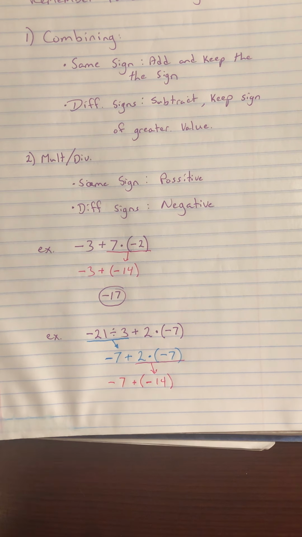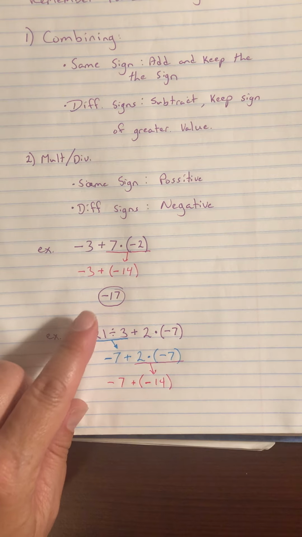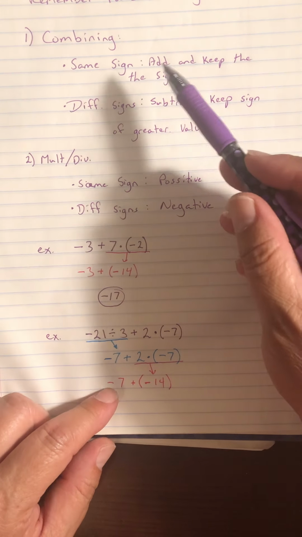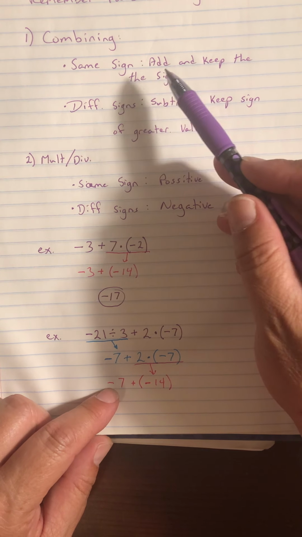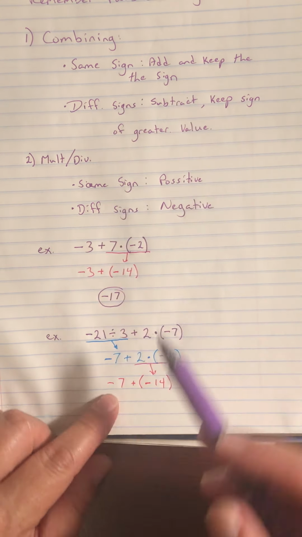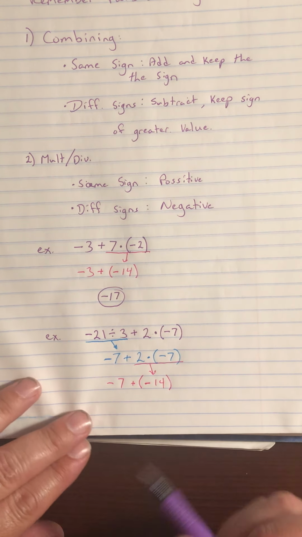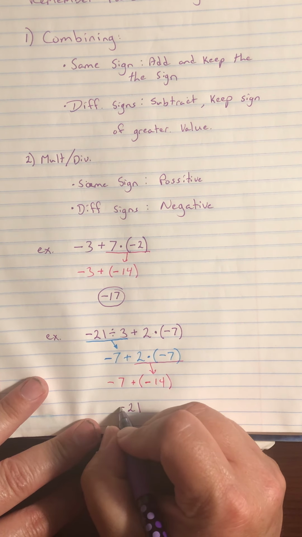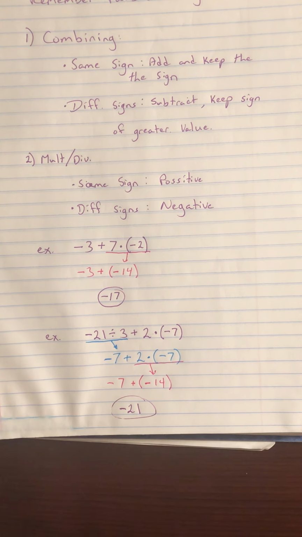So now I have negative 7 plus a negative 14. Well, just as I had up here, they are the same signs. Since they are the same signs, I'm going to get to add them and keep the sign. So I'm going to put my 7 and my 14 together, and I'm going to get 21, and I'm going to keep them as negative. And there's our final answer. So please very cautiously go through these, very carefully go through these.